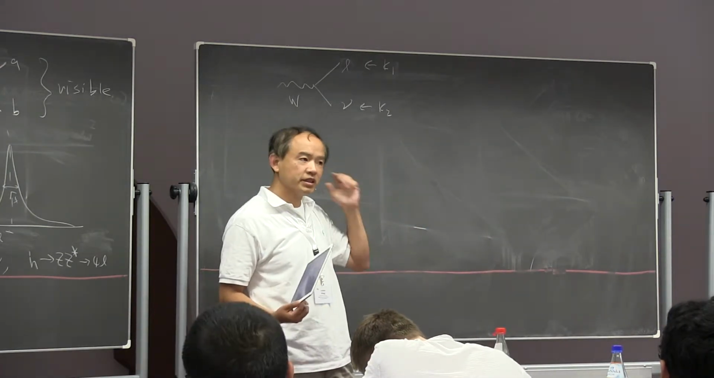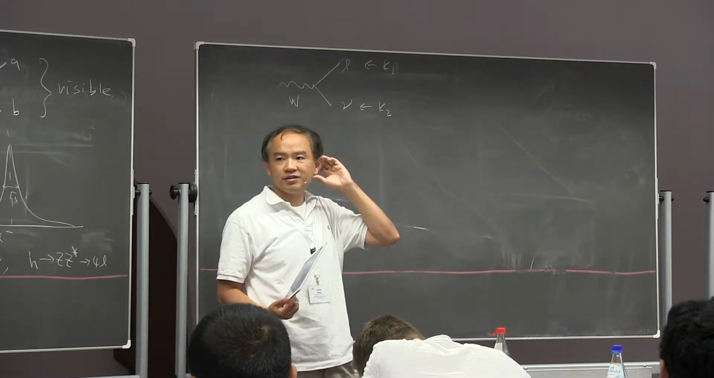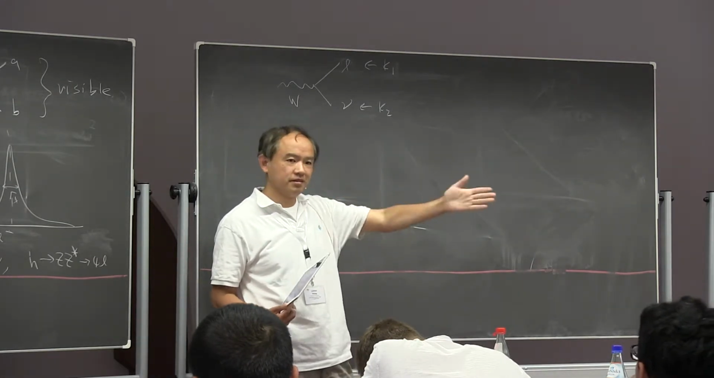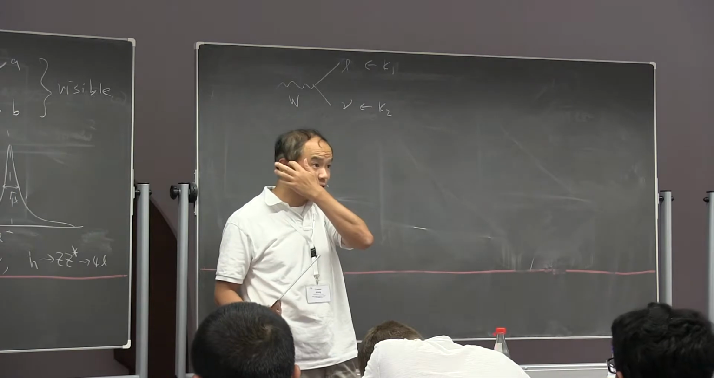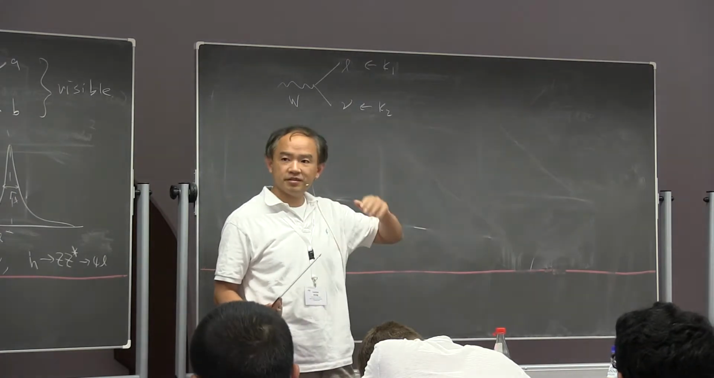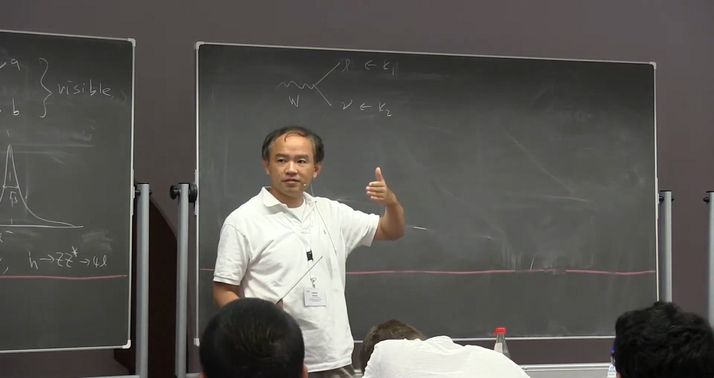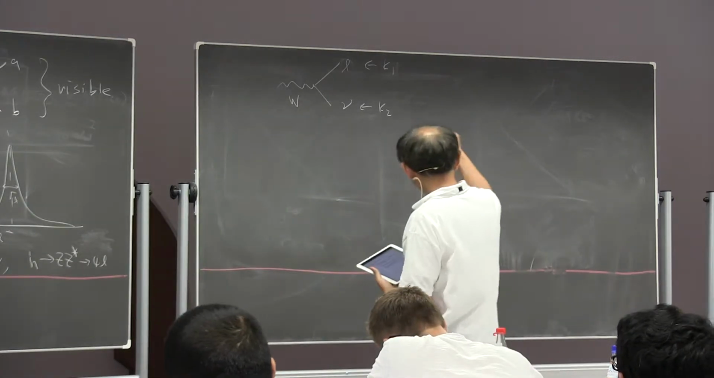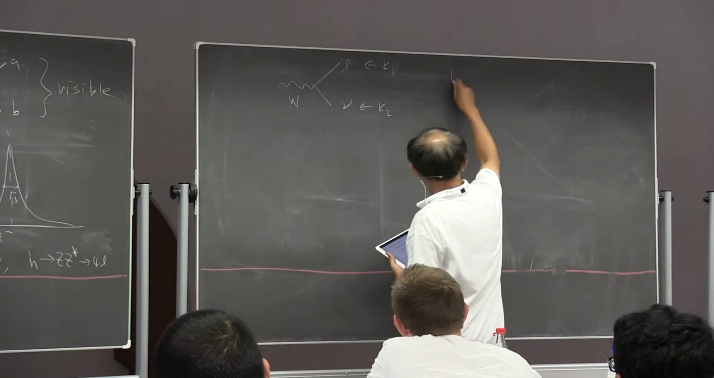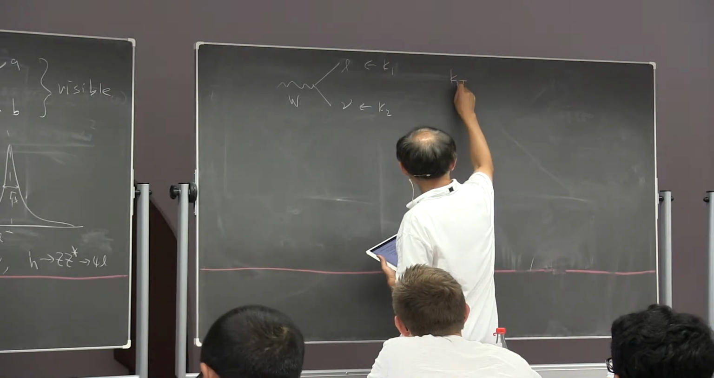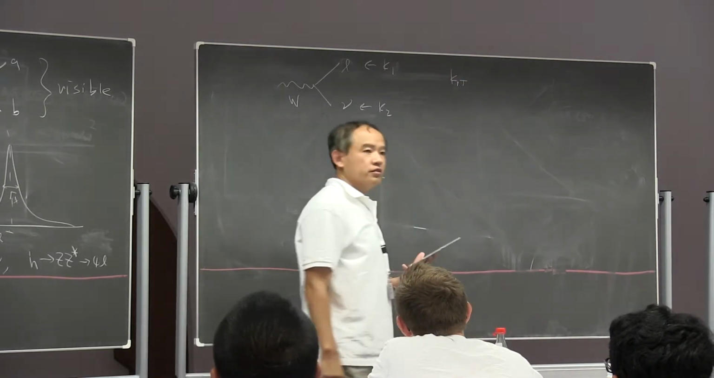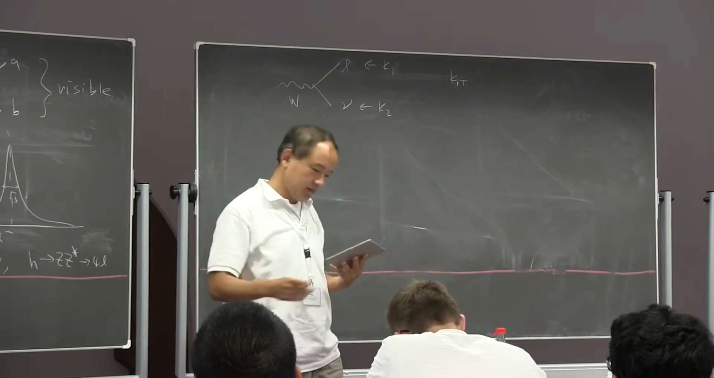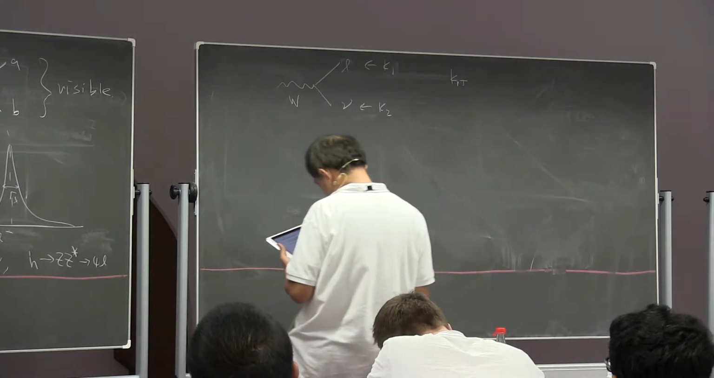But again, as I said, K1 is not a very good variable, because it's not Z boost invariant. What is Z boost invariant is K1 perpendicular, transverse K1. So let's just ask what is the distribution of K1 transverse?